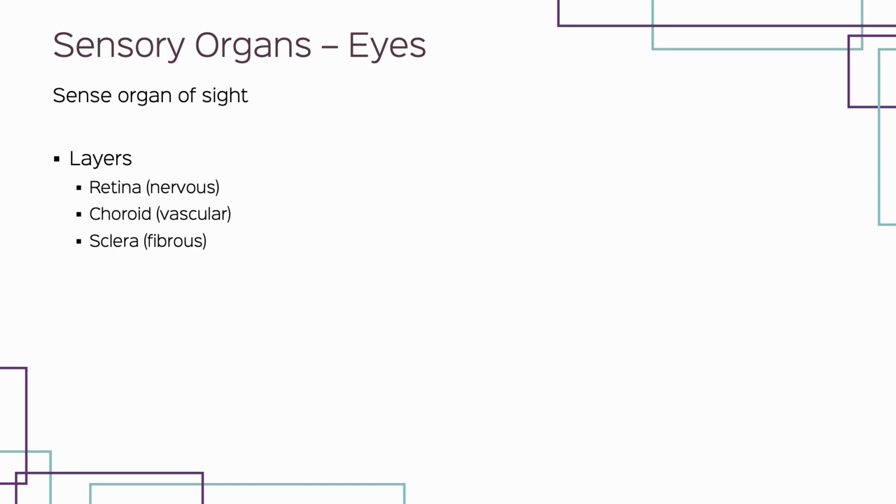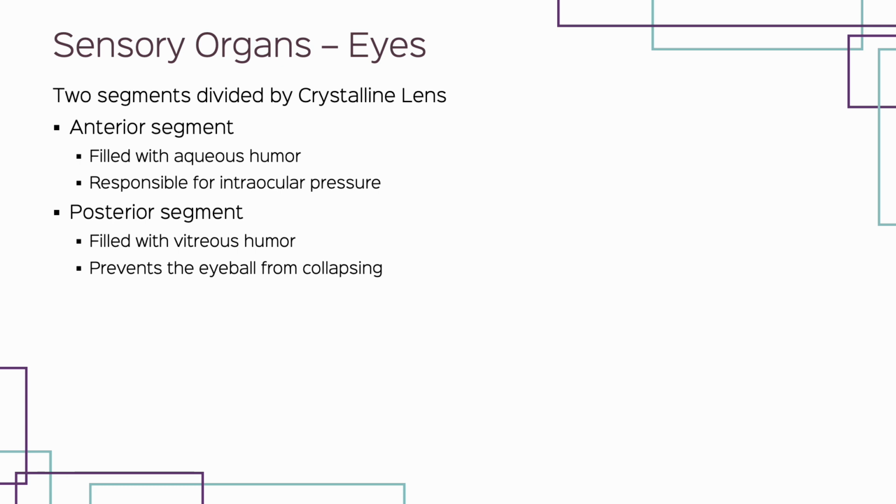The eyeball is made up of three layers. You have the innermost layer, which is the retina, the middle layer, known as the choroid, and the outermost layer is the sclera. The eyeball is separated into an anterior segment that is filled with the aqueous humor, and then a posterior segment filled with vitreous humor. The crystalline lens separates the two segments.